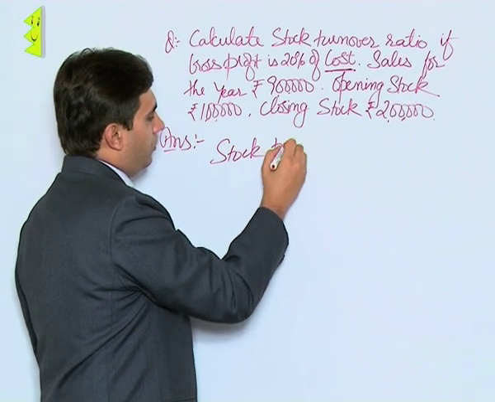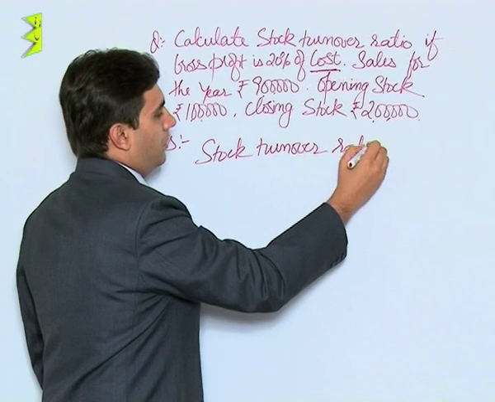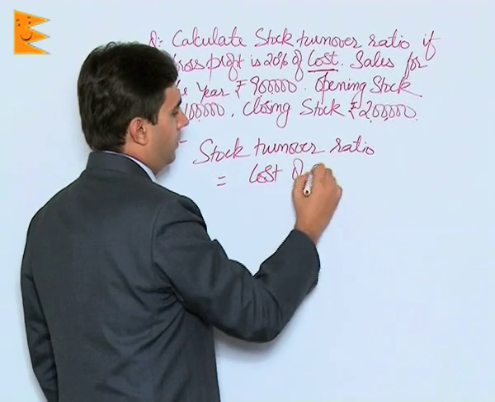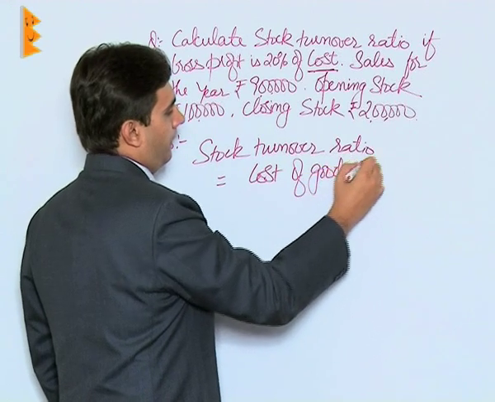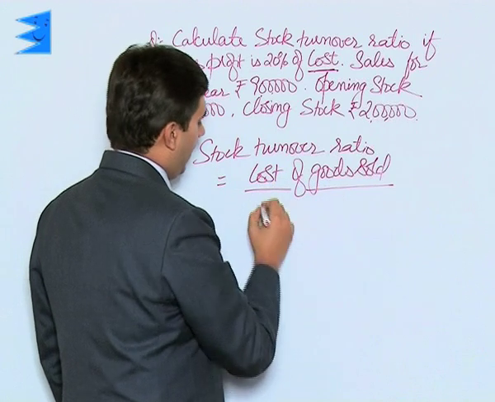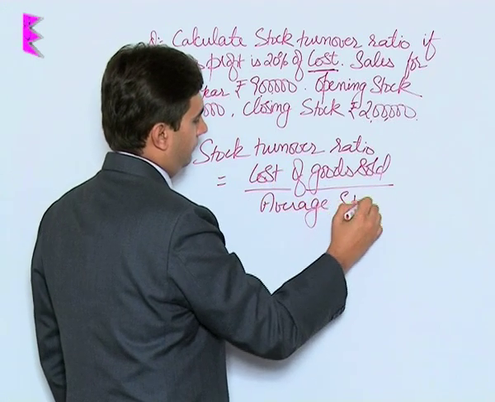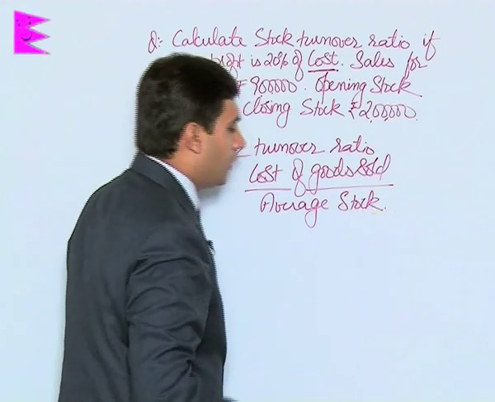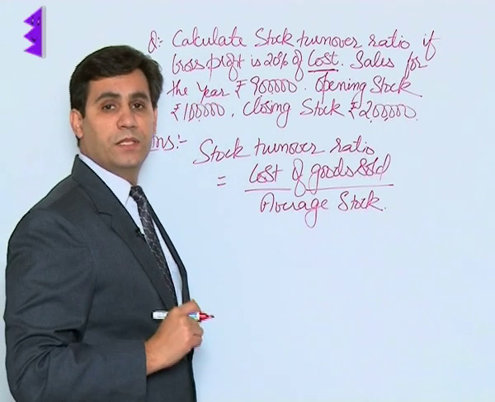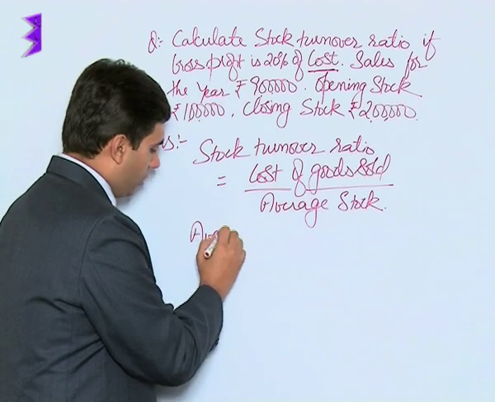Stock turnover ratio is equal to cost of goods sold divided by average stock. Now students, average stock is equal to opening stock plus closing stock divided by 2. So let us calculate average stock first.